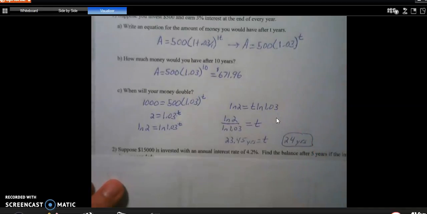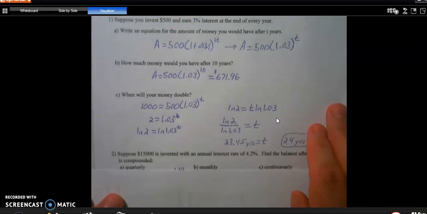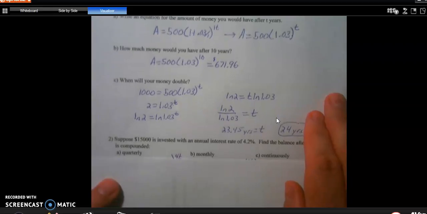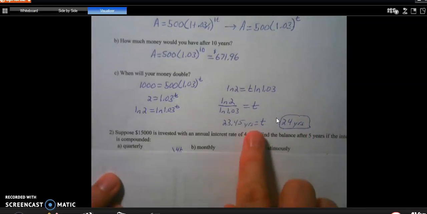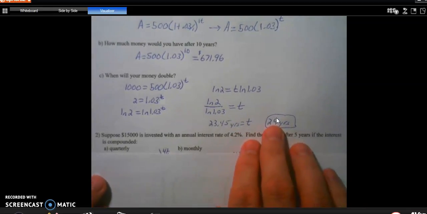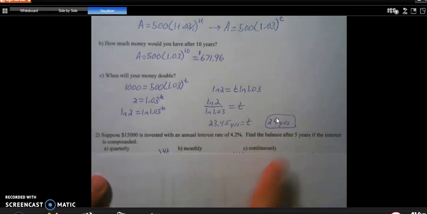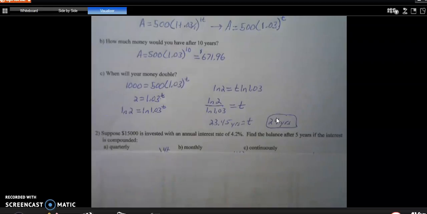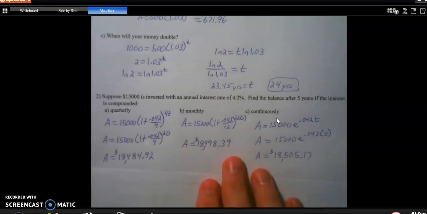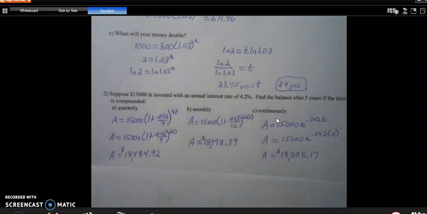Next one, same idea. We're going to take $15,000, annual interest rate of 4.2%, and find the balance after 5 years if the interest is compounded quarterly, monthly, and continuously. So that's 3 different equations. So you can pause the video and see if you come up with the equation, and I will show the answers. Again, nothing too crazy there.